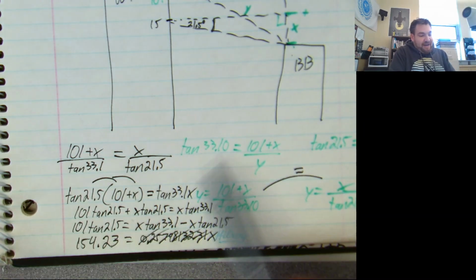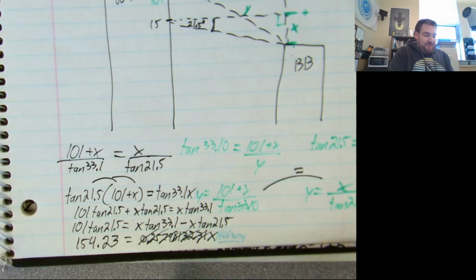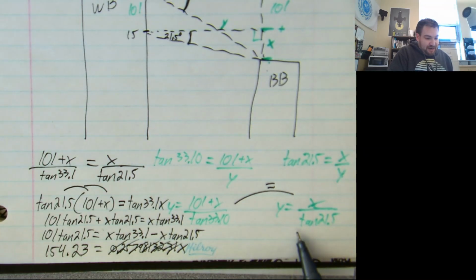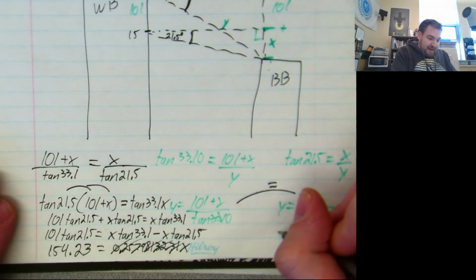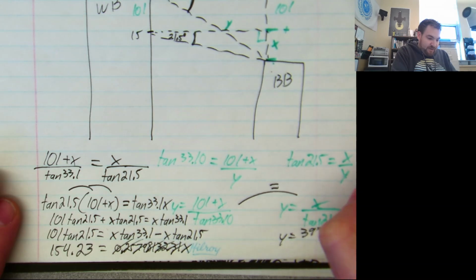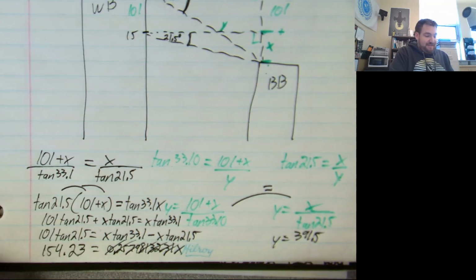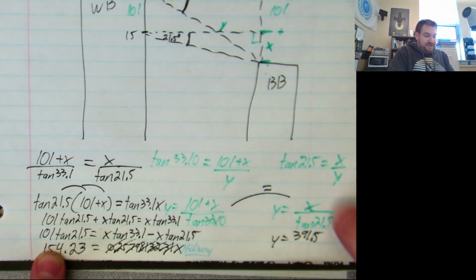But you don't want x, you want y. So once you have a value for x, you have to go back and plug it into one of these equations. So what I'm going to do is take this value and divide it by the tan of 21.5. Boom. And you're going to get that y is equal to 391.5. Take that value, plug it into that equation, you get that.